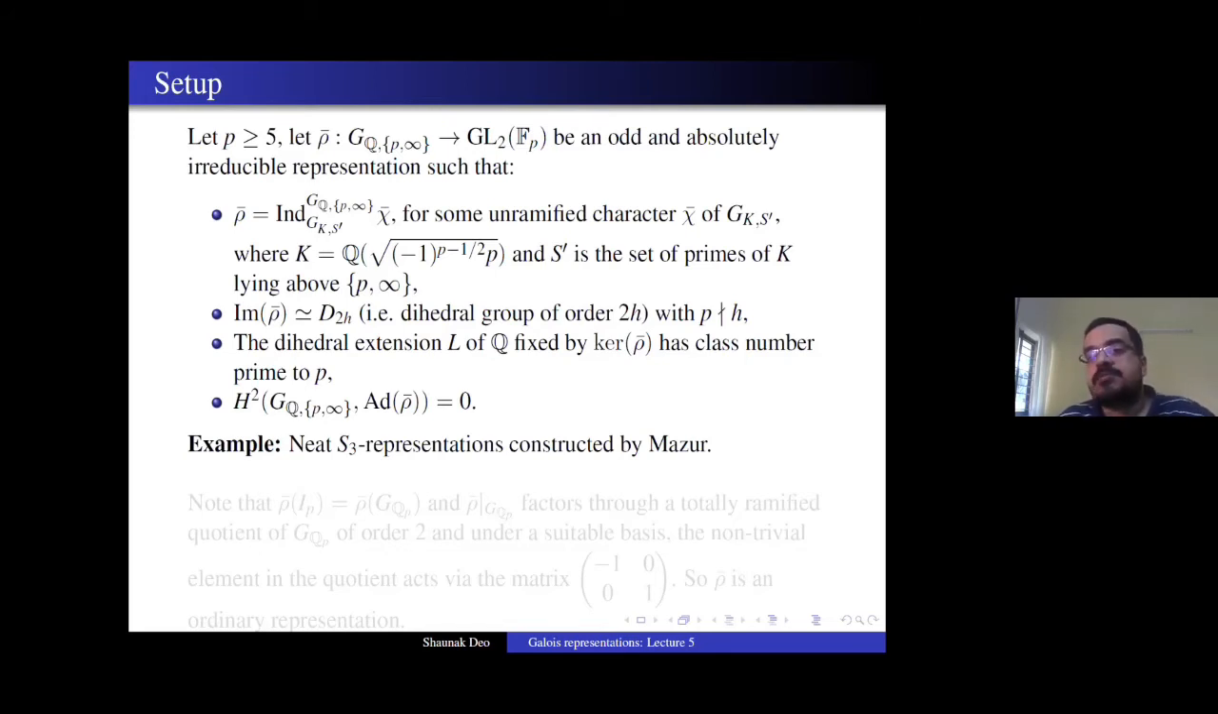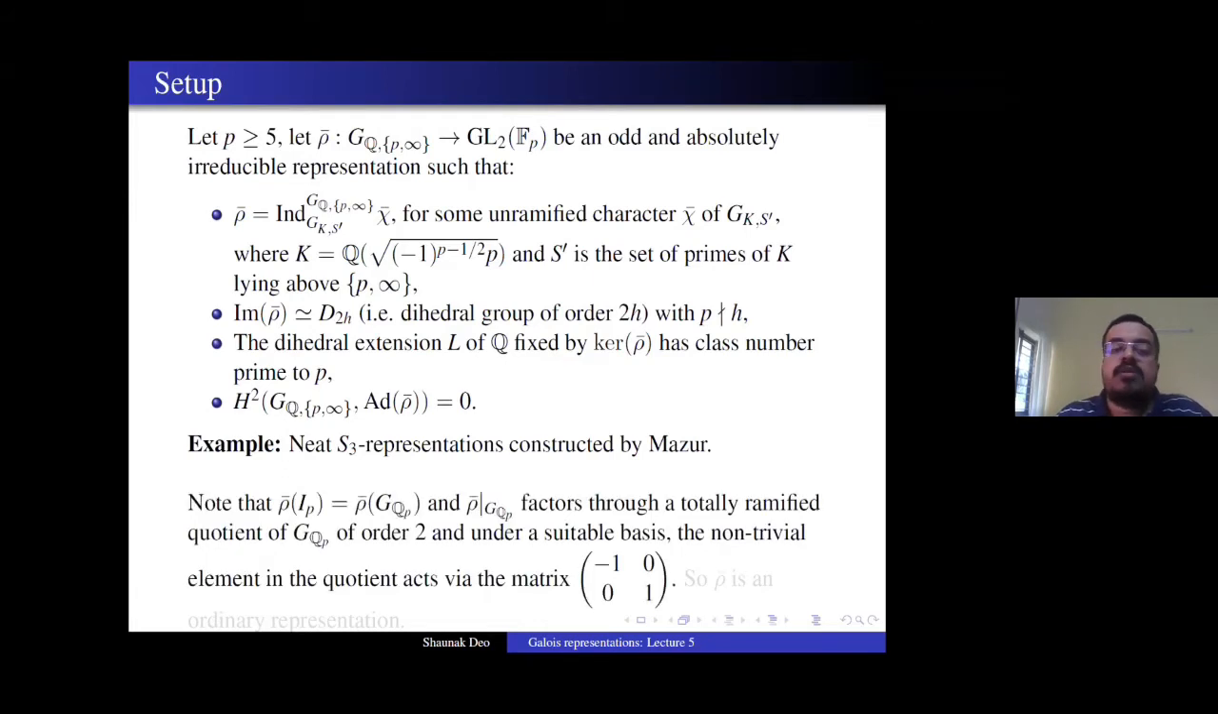So these are not just properties that are not satisfied by anything. We do have a bunch of examples. So if the properties seem too complicated, you can just assume that we are working with this neat S3 representation, and that's fine. And one thing to note is that because this character is unramified, the image of inertia and the image of the local Galois group are the same.